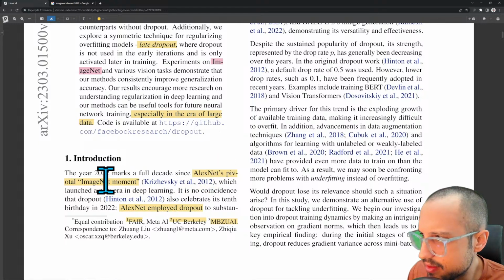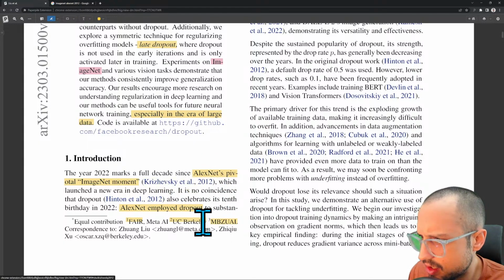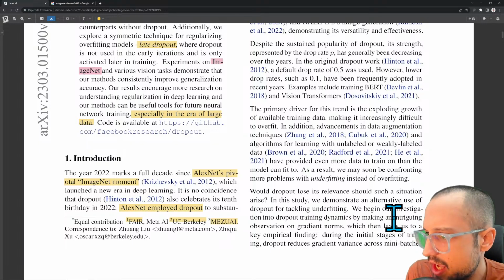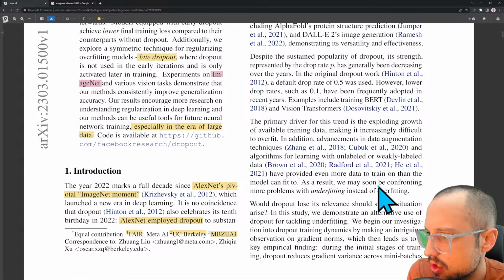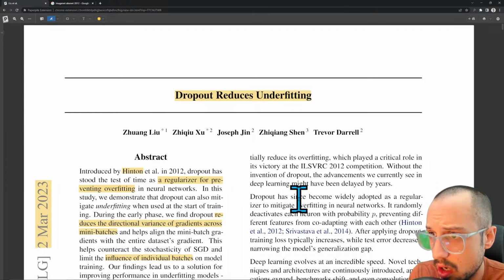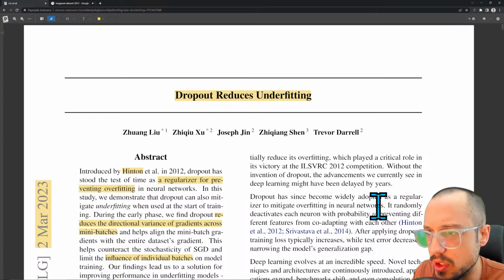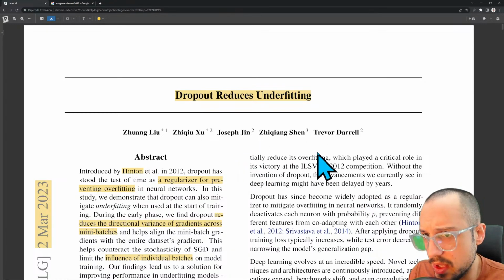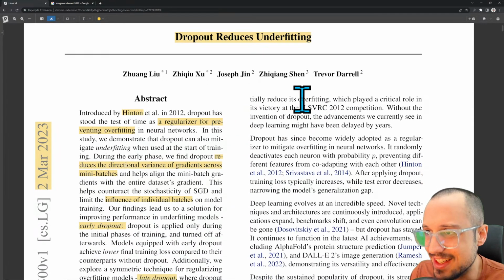To me, the AlexNet ImageNet victory was mostly based on the fact that they trained on a GPU and that they were using a convolutional neural net. That's what I thought was the main contributor to their success, but it does seem like Dropout was a part of that. So maybe we've been overlooking Dropout and the importance it has. Without the invention of Dropout, the advancements we currently see in deep learning might have been delayed by years. Dropout has since become widely adopted as a regularizer to mitigate overfitting in neural networks.